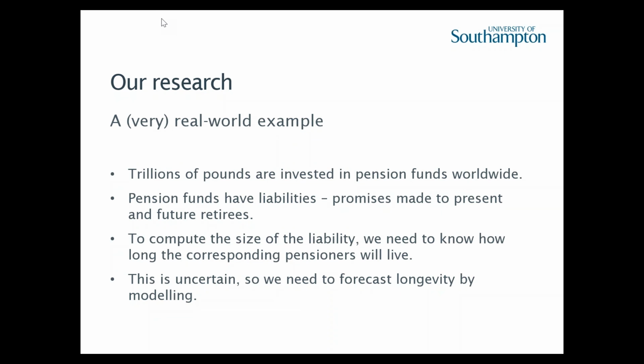So trillions of pounds are invested in pension funds worldwide, and pension funds have liabilities. The retired people and the people who will retire in the future will receive income in their retirement. So this is an amount promised to them. But to compute the size of this liability, one of the things we need to know is the expected future lifetime of pensioners. In other words, how long the corresponding pensioners will live, how long the pension provider will make these payments. So I guess nobody can tell exactly how long they're going to live. Similarly, the future remaining lifetime of pensioners is unknown, and it needs to be modeled.